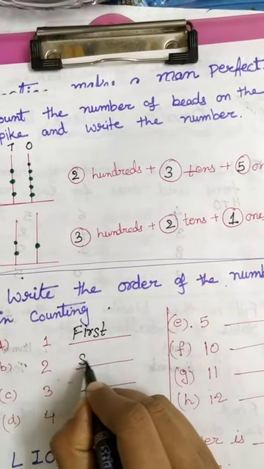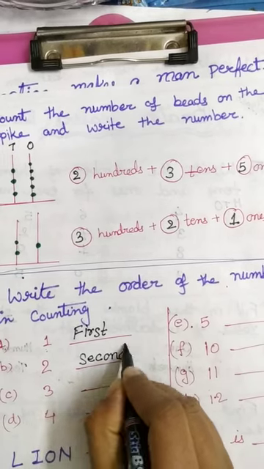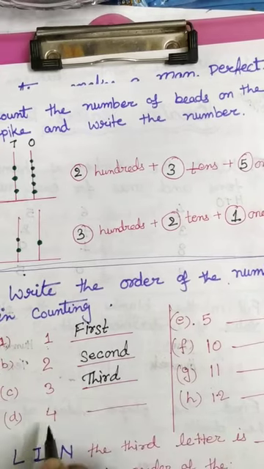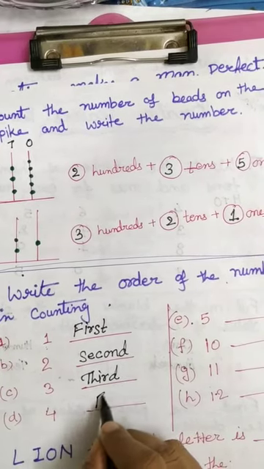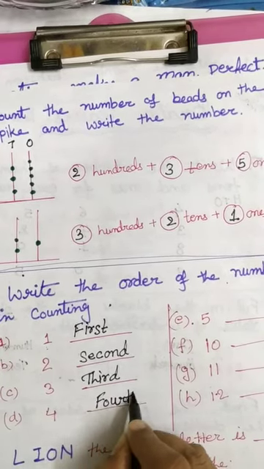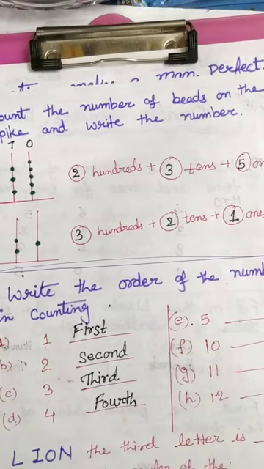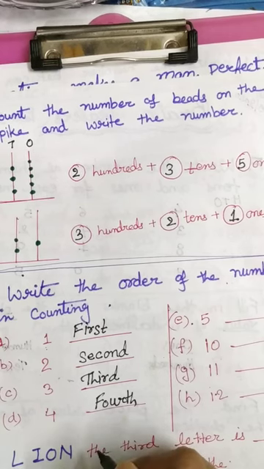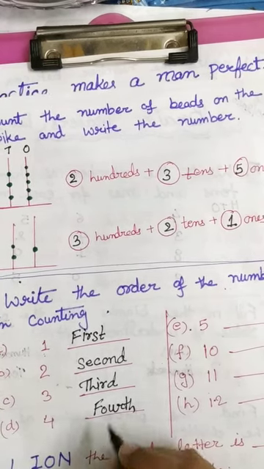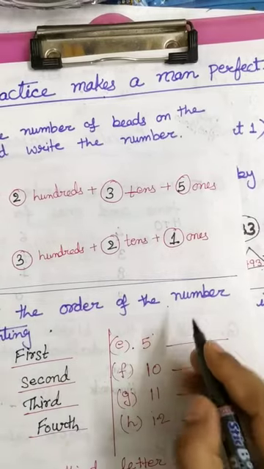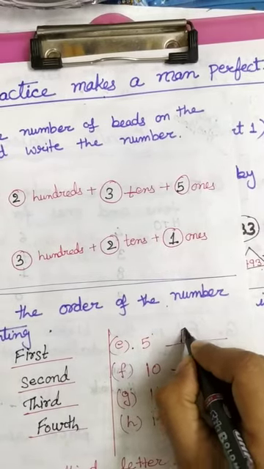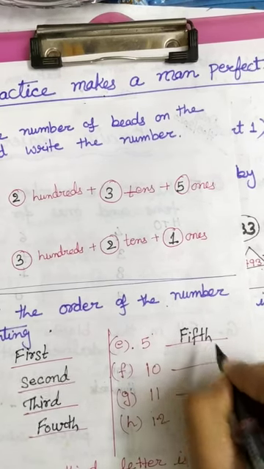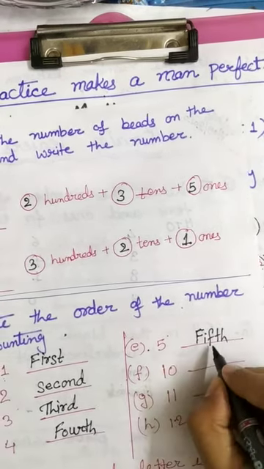2. SECOND. 3. THIRD. 4. FOURTH. Fourth. Sometimes the children write FORTH. That is wrong. Okay, the meaning of FORTH is something different. 5. FIFTH. Fifth. It's not FIBE.